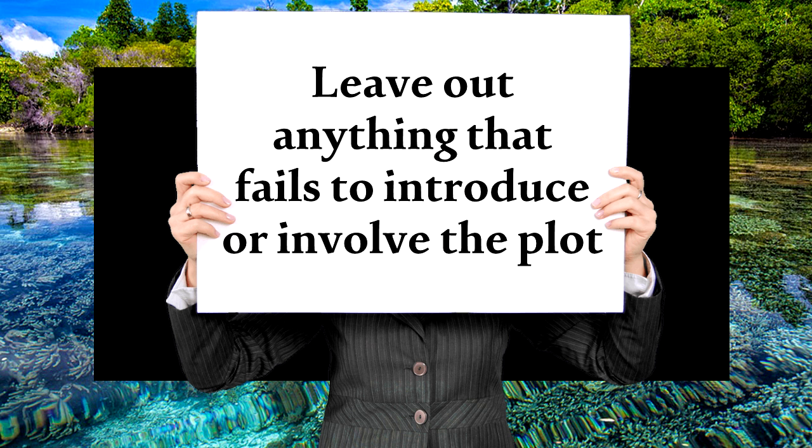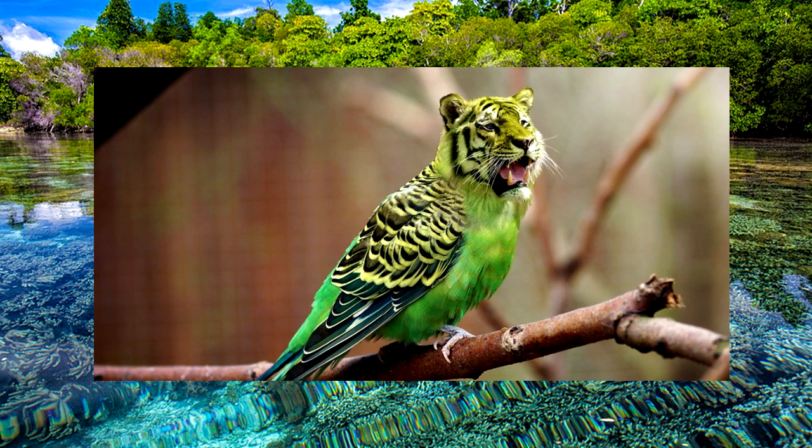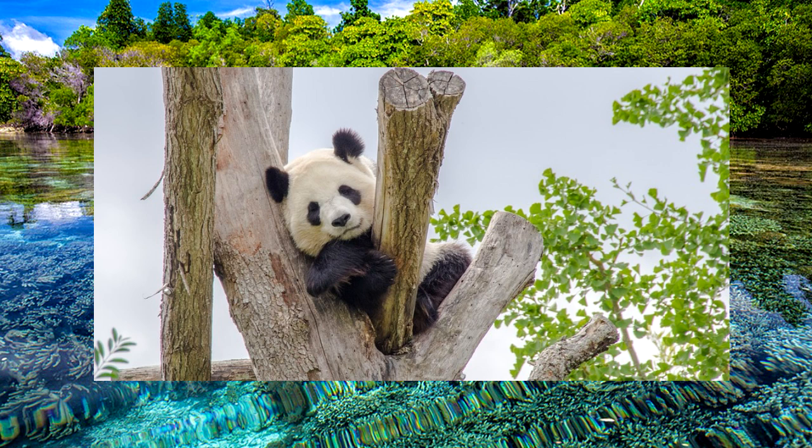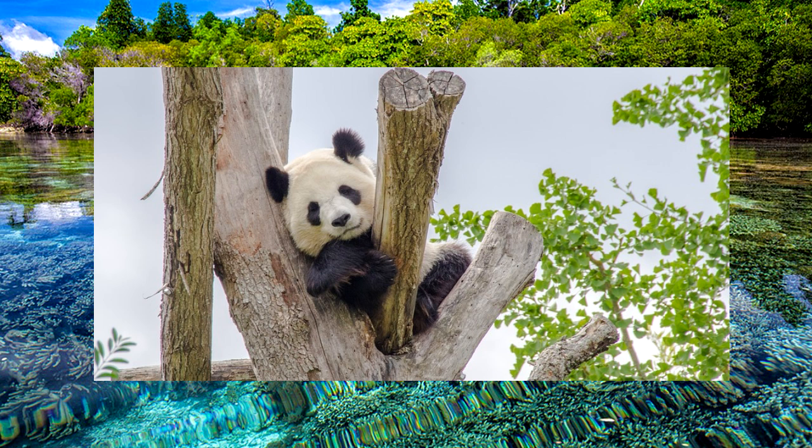I suggest leaving out anything that fails to introduce or involve the plot. I would also leave out anything that doesn't reflect the themes of your novel in some way. Context matters, and as interesting as a flying panda bear riding a bamboo pole like a witch on a broomstick might be, this panda should make sense with the rest of your story.